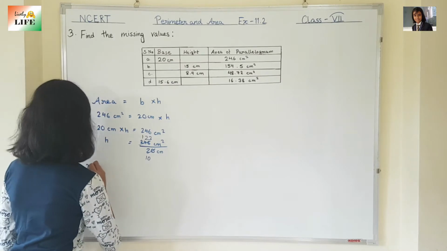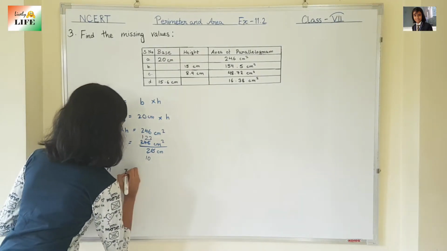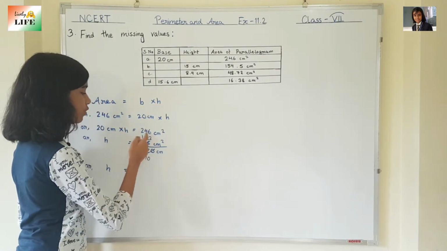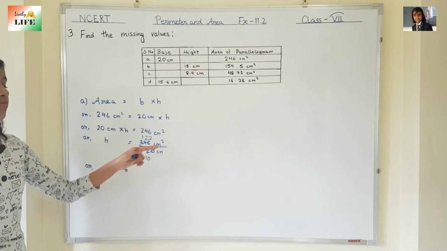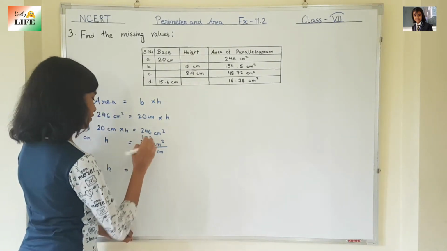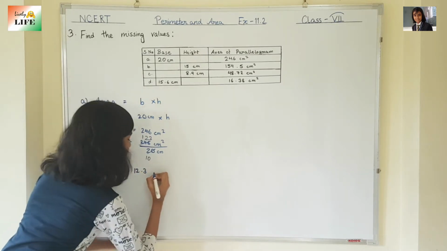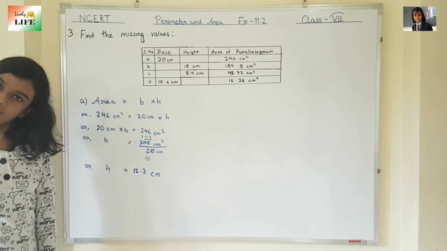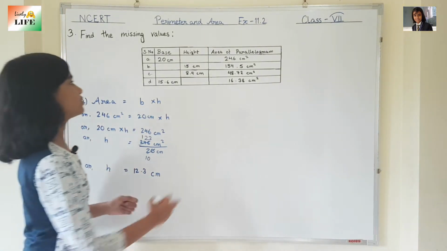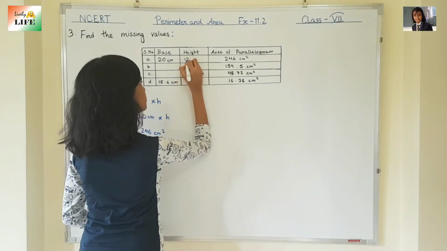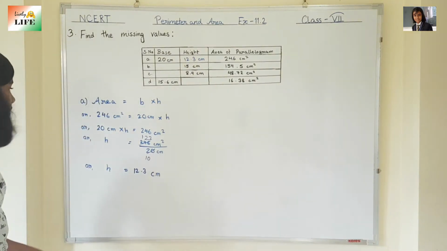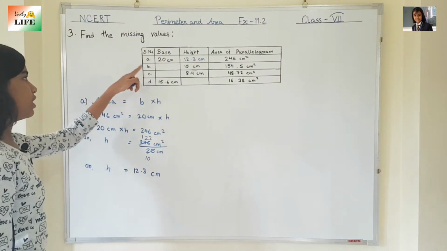123 by 10, or H is equal to, if it is by 10 then there will be decimal point before one digit, right? Means 12.3, right? Because it is by 10, so 12.3, and height is centimeter, not centimeter square. Okay, so the height is 12.3 centimeter. So let's write it down here. Okay, so we have completed A. Now let's move to B.